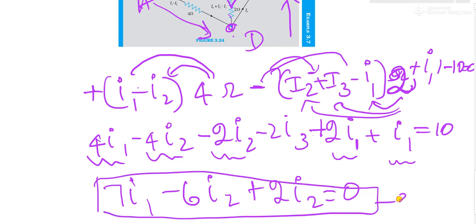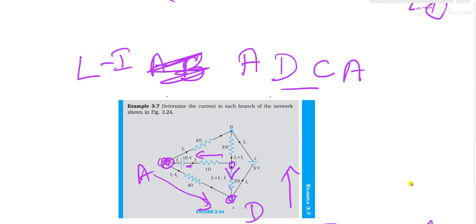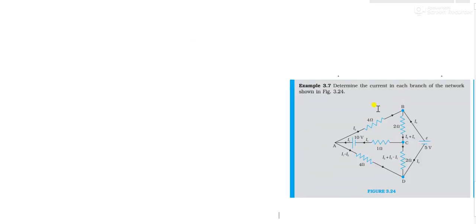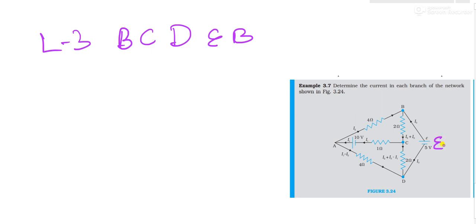Okay, equation number 2. Already we have equation number 1, now we got equation number 2. Okay, then I am going to find equation number 3. So if you understand the loop direction that I explained, you can easily find the answer. Loop 3 now. Okay, loop 3 I have taken B C D E, again B. E is going to be here, the EMF. Okay, B C D and E, again B, it's going to be the loop.